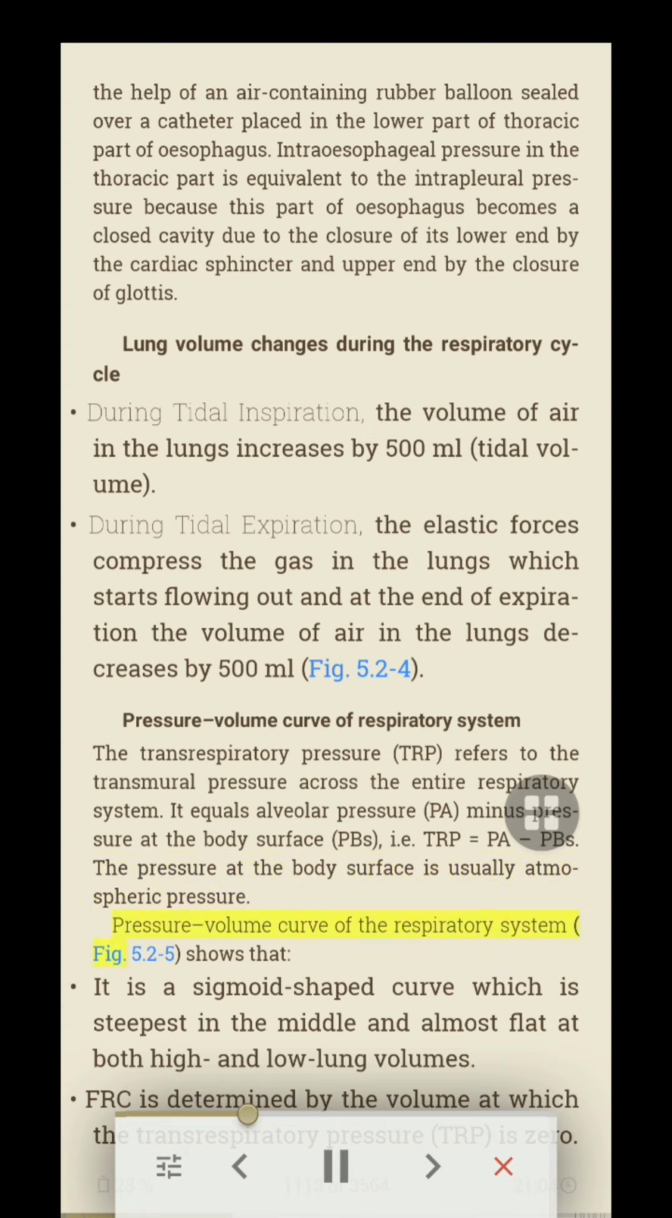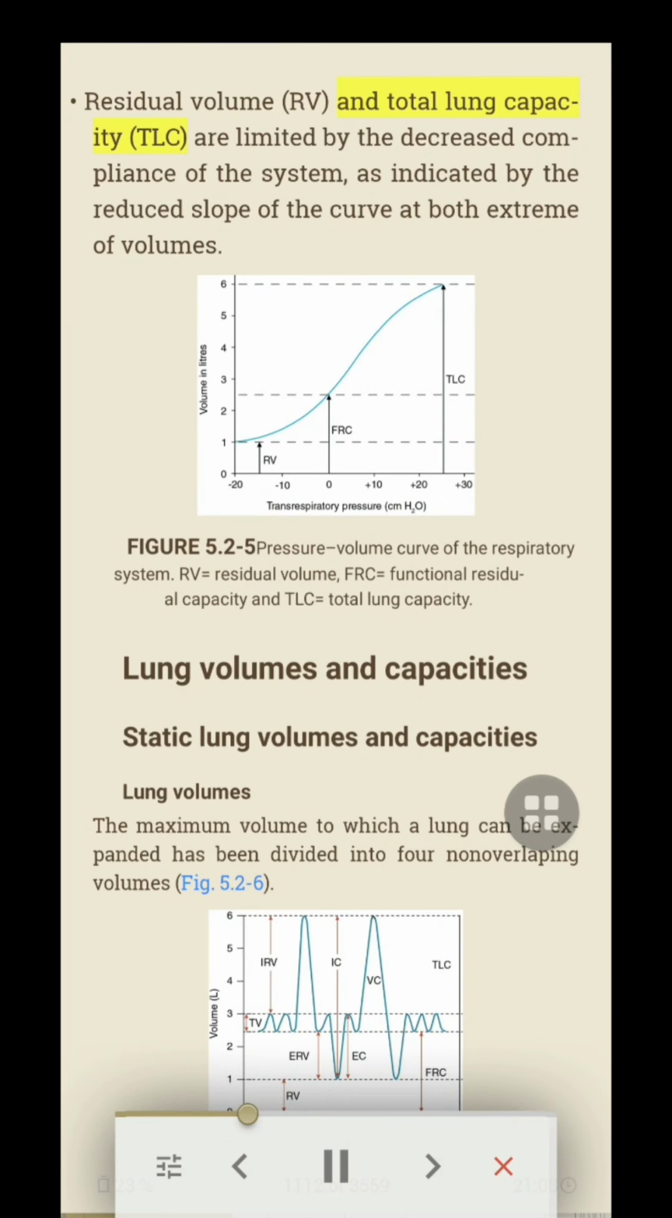Pressure volume curve of the respiratory system, Fig. 5.2-5 shows that it is a sigmoid-shaped curve which is steepest in the middle and almost flat at both high and low lung volumes. FRC is determined by the volume at which the transrespiratory pressure, TRP, is 0. Residual volume, RV, and total lung capacity, TLC, are limited by the decreased compliance of the system as indicated by the reduced slope of the curve at both extreme volumes.